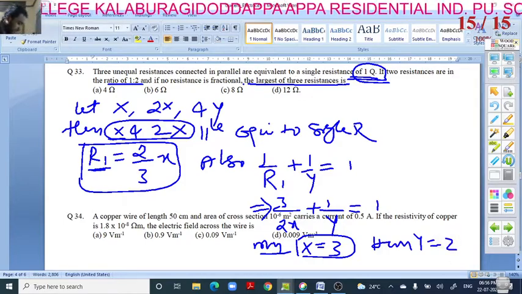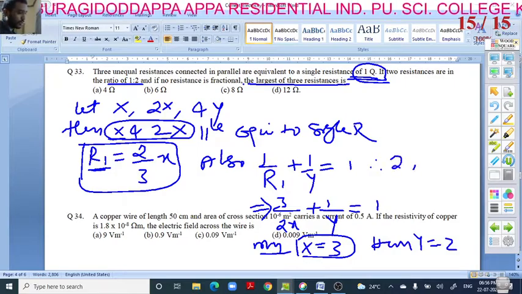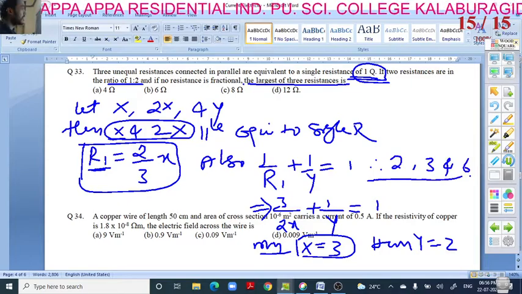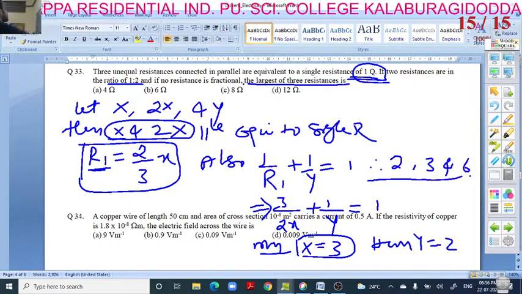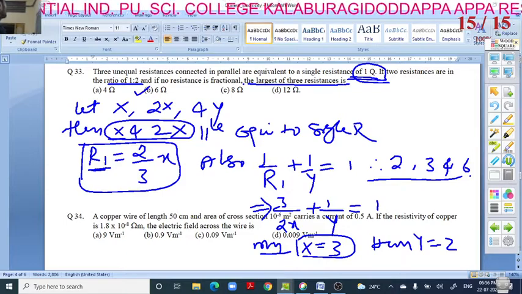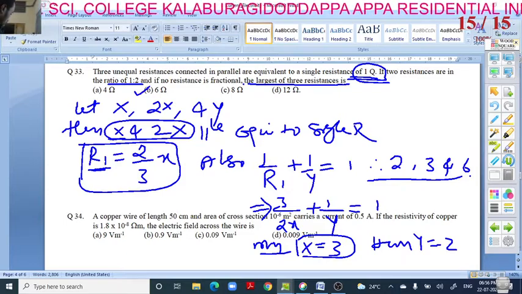The three resistors are therefore 2, 3 and 6. So our option is 6 ohm, right? Okay, next.